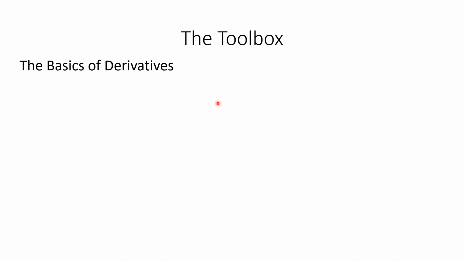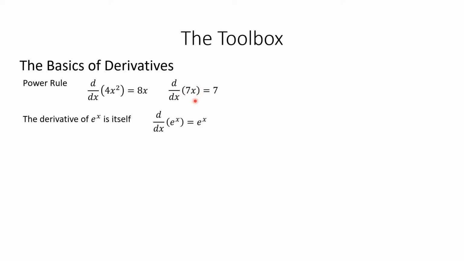So now onto the toolbox, or the tools that we'll be using to solve this problem. It's just the basics of derivatives. So of course the power rule: the derivative of 4x^2, you bring the power down and then you subtract 1. And the derivative of e^x is itself, and that's the property that e^x is really famous for.